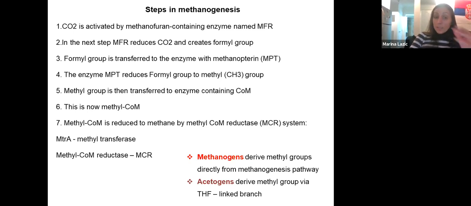Methyl COM is reduced to methane by reductase, and this is an enzymatic system. So you have methyl transferase and methyl reductase, but the whole purpose is to get methane at the end. The difference between methanogens and acetogens is that methanogens derive these methyl groups directly from methanogenesis, and acetogenesis creates this methyl group via the tetrahydrofolate-linked branch.